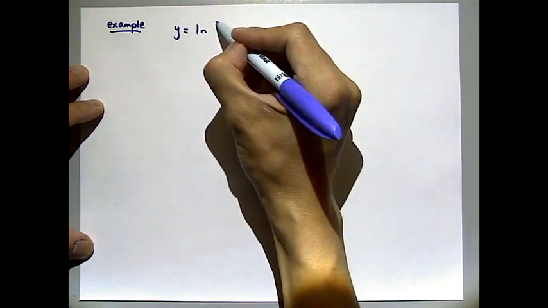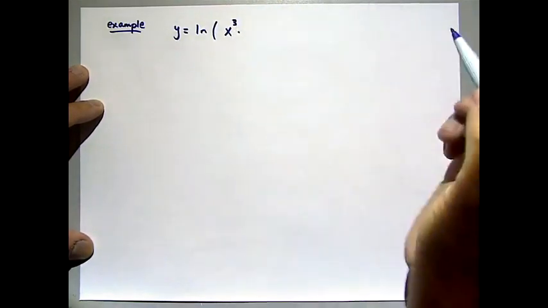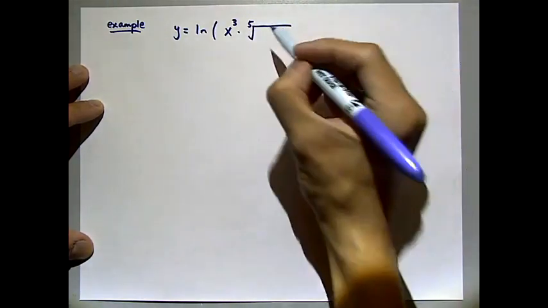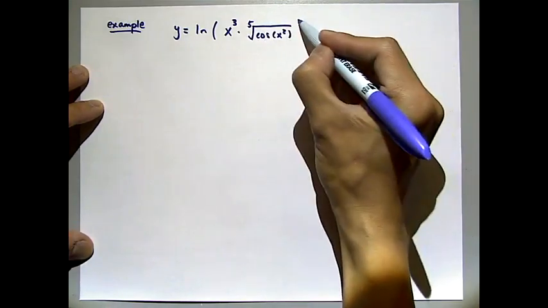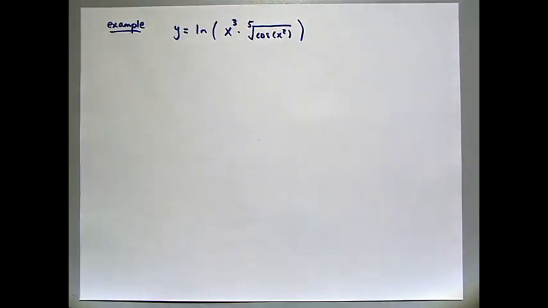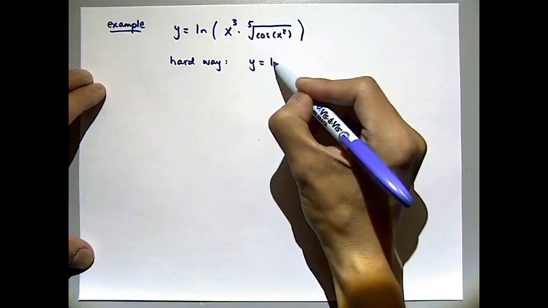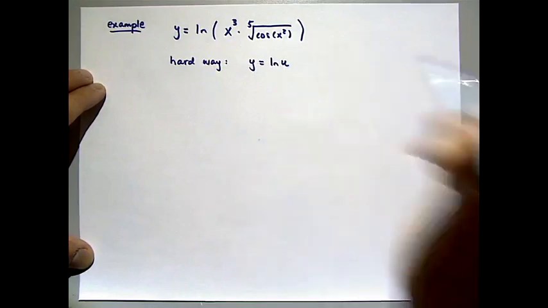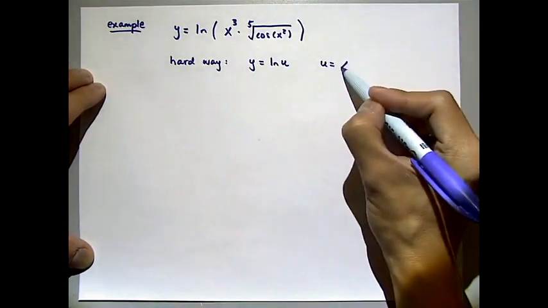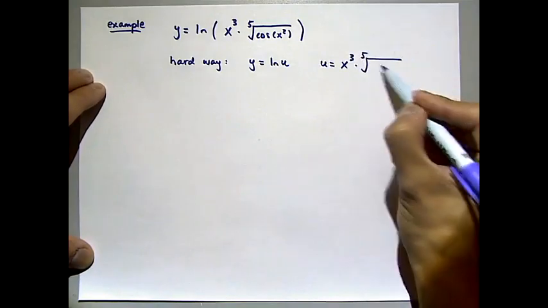y is equal to the natural log of x cubed times the 5th root of cosine of x squared. Natural log of x cubed times 5th root of cosine of x squared. Okay, let's first look at the obvious way someone might handle this and see what kind of complications we will run into. So the more obvious way, which turns out to be the harder way, is if we let this be natural log of u, where u is equal to this pretty ugly looking thing.